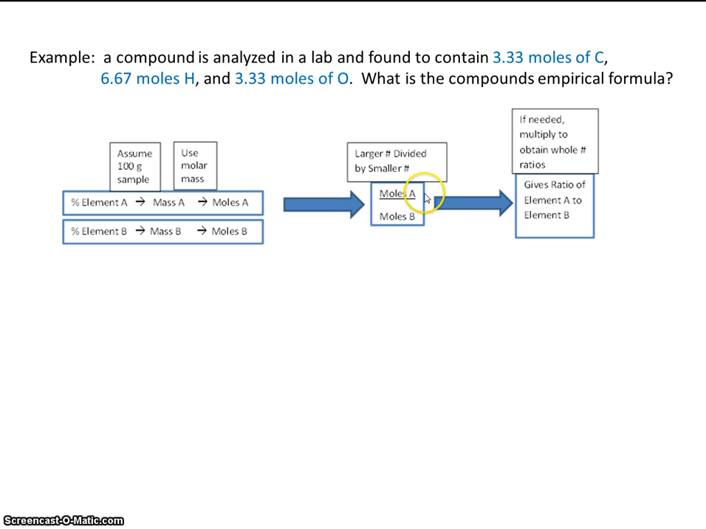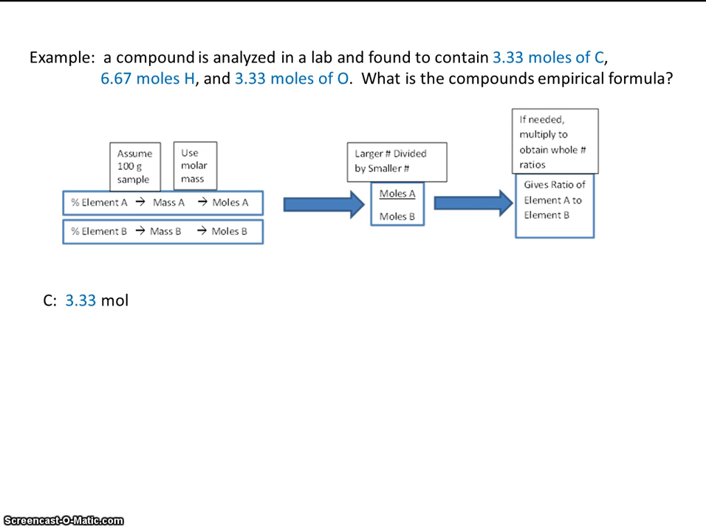By dividing the larger number by the smaller number, that will give us a ratio of element A to element B. And that's exactly what the empirical formula is. It's a ratio of elements. It is possible that we might need to multiply this ratio in order to obtain a whole number. Because remember, once again, the empirical formula is a whole number ratio. So here's what we have.